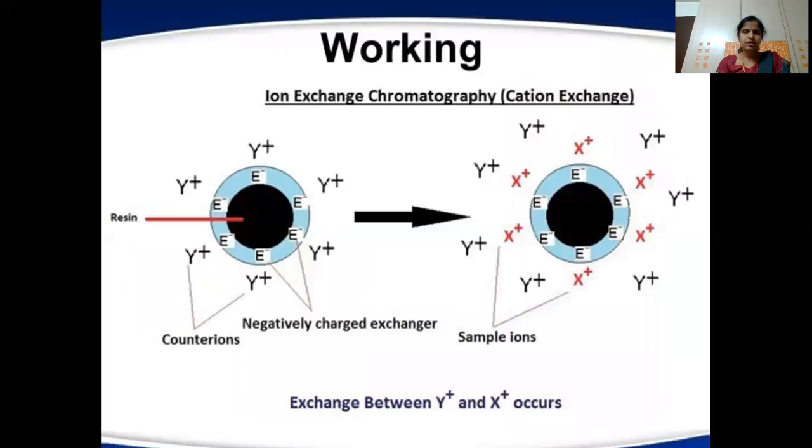Now again you can see the working, how it is taking place. The example shown here is with a cation exchanger. Now these are the Y plus ions, the counter ions, which are the cations present on the cation exchanger resin. When the sample has X plus ions, these Y plus ions will be exchanged with the X plus ions. So this is how exchange of ions is taking place, exchange of Y plus with X plus, both being cations.